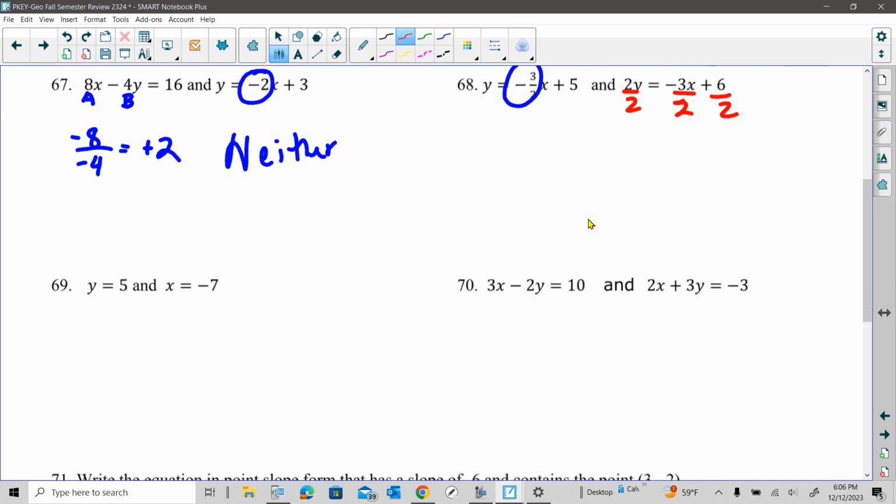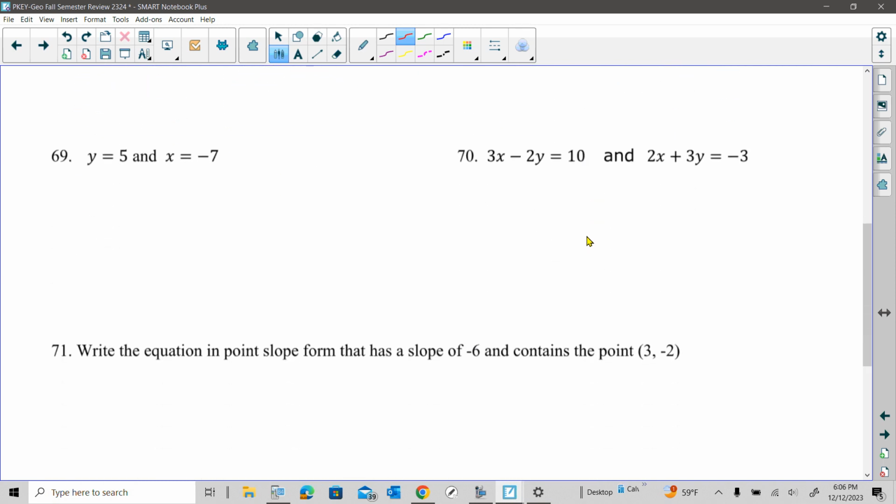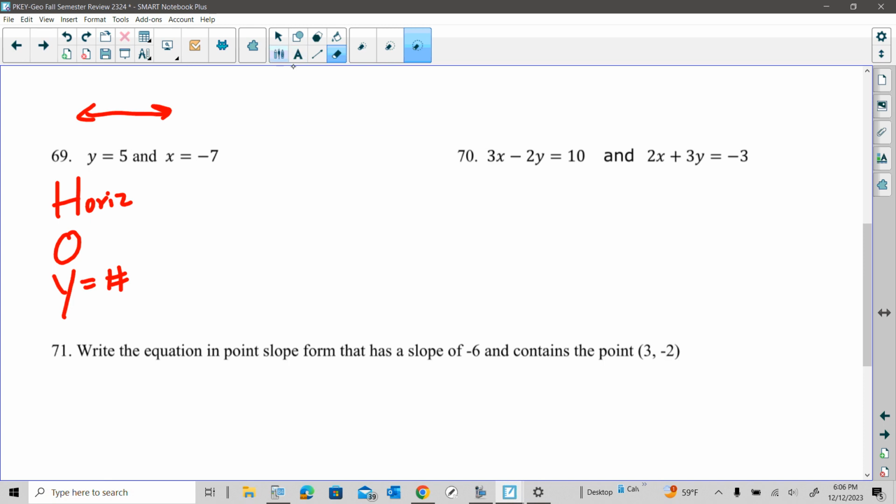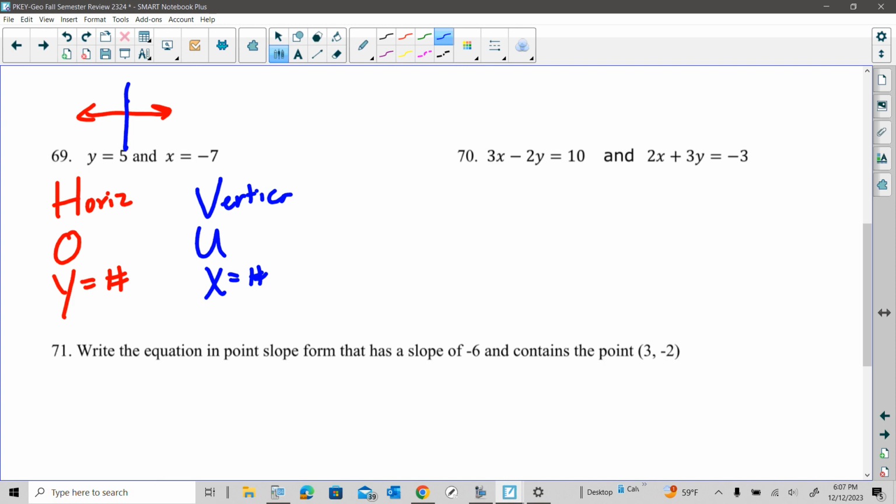So you're going to finish this. On 69, you have to remember our special types of lines. For example, if I have y equals a number, which means you would have a horizontal line. So this first equation is going like this. Okay, first equation, horizontal line. And then if you remember the other acronym, if I have x equals a number, that's going to be a vertical line. All horizontal lines and vertical lines are perpendicular. They intersect, making a right angle.